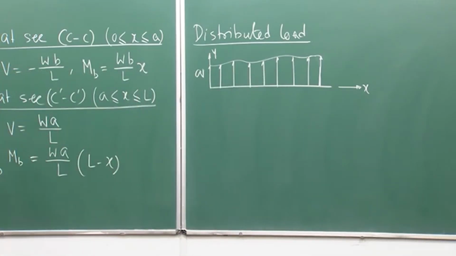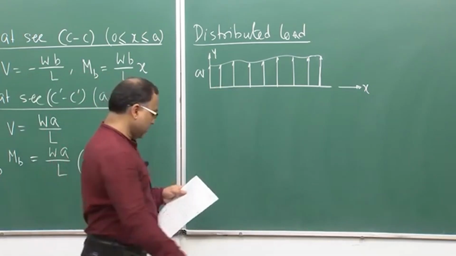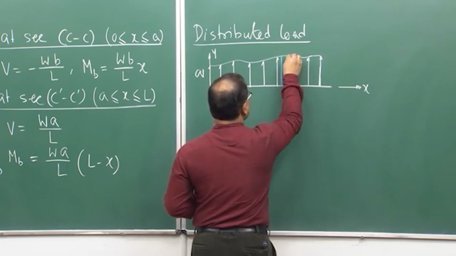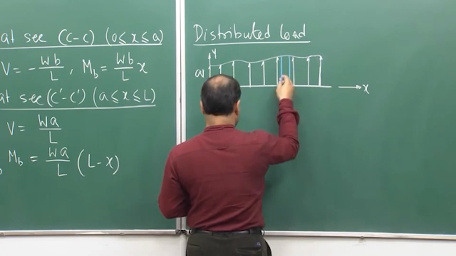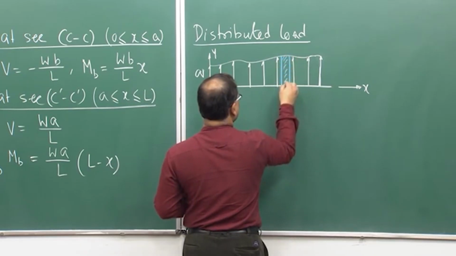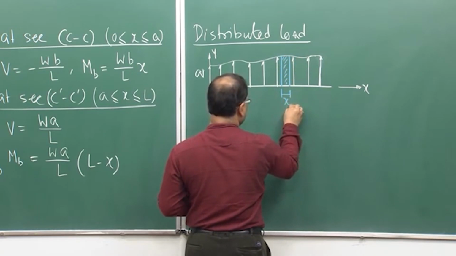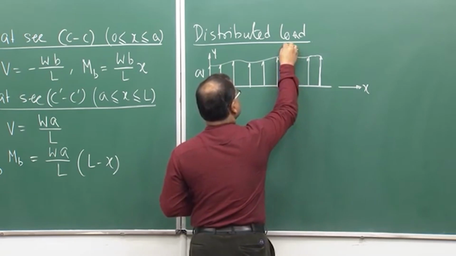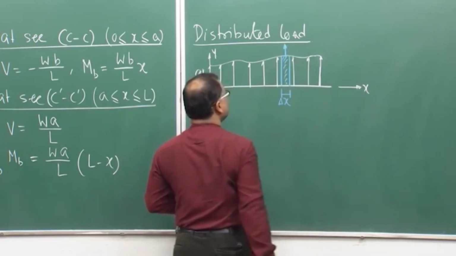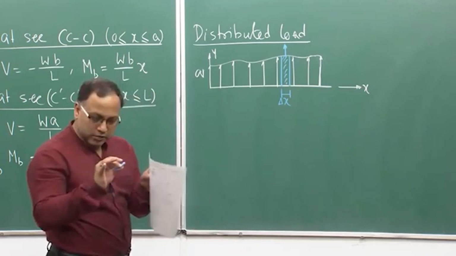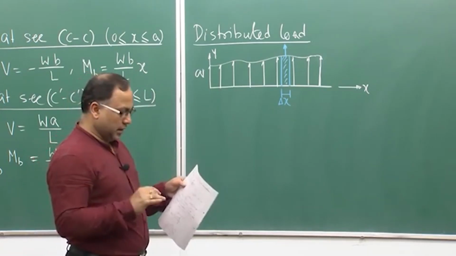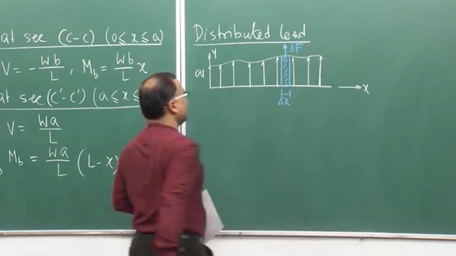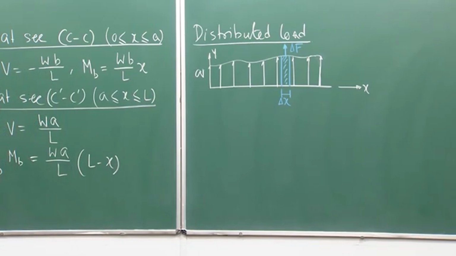So, this is the distributed load over the whole beam, okay, and we are now considering one small segment, say delta x. Over this length delta x, I can consider some concentrated force, say delta F. Okay. Now, what does it mean? Let's talk about that.